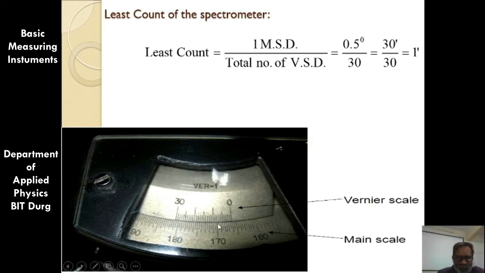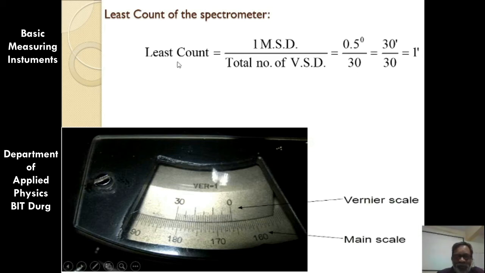This is the vernier. You can see this is the mark for 170 degree, this is 180 degree. The 170 and 180, that is 10 degree, is divided into 20 parts. So one division of the main scale is going to be equal to 0.5 degree or 30 minutes. Similarly, if you see the number of divisions from this 0 to 30, a total of 30 divisions are there. So the total number of vernier scale divisions is 30.